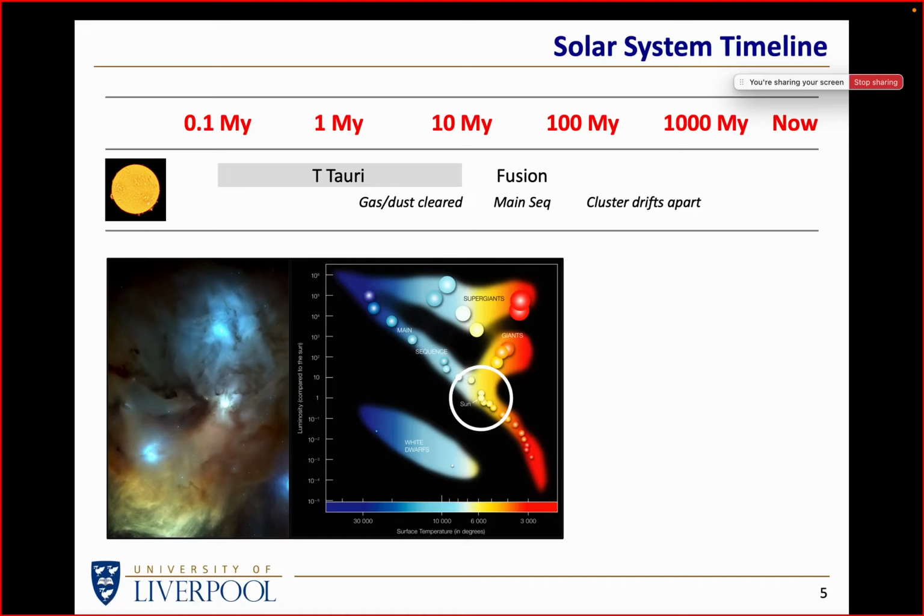And we think the sun was actually born in a cluster, given that the cloud that produced it was enough to certainly produce hundreds, if not thousands of stars.